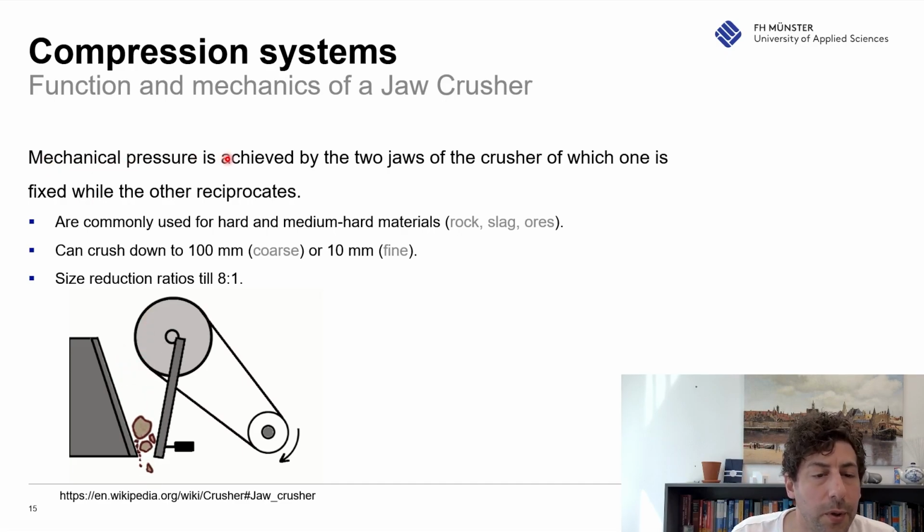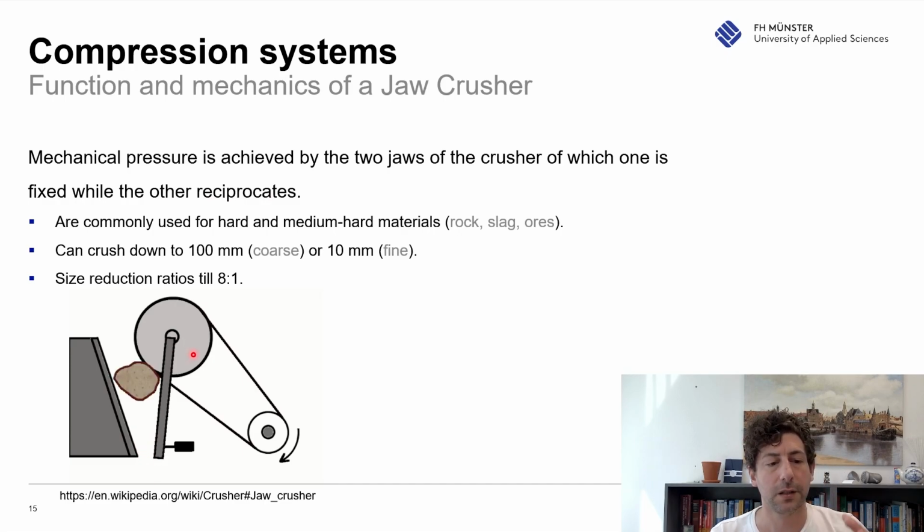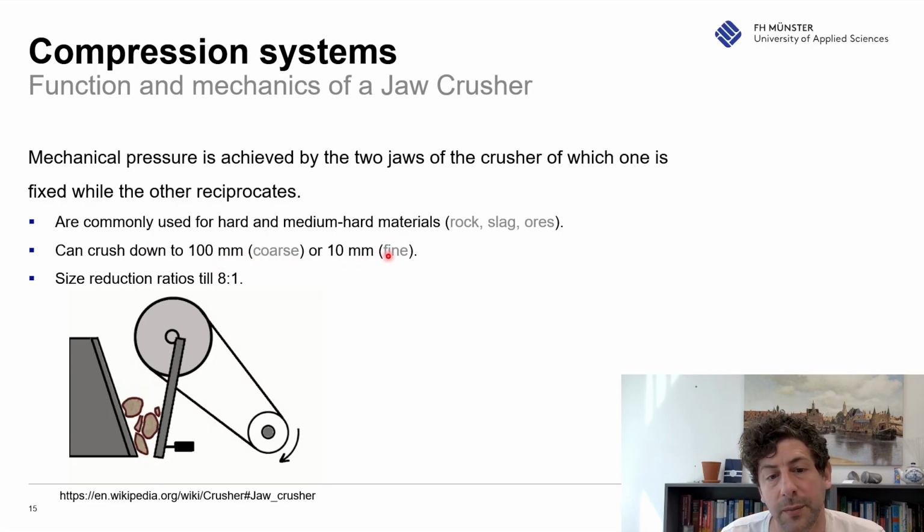So mechanical pressure is achieved by the two jaws of the crusher, of which one is fixed while the other reciprocates. So it moves. So this means the particle falls down, it sticks, and then you crush. You have smaller ones, they fall down, they are stuck, you crush. And they are very commonly used for hard and medium hard materials such as rock, slag, ores, and they can crush down to 100 millimeter if it's a coarse crusher, or 10 millimeter if it's a fine crusher.